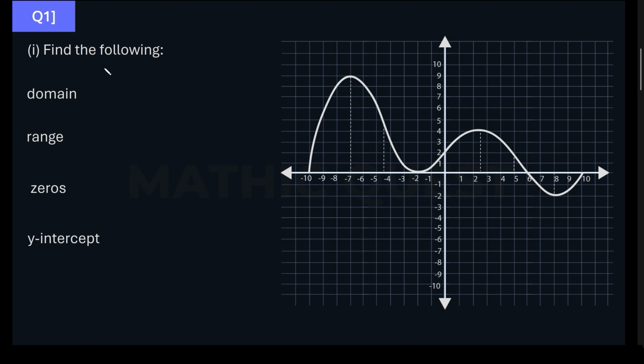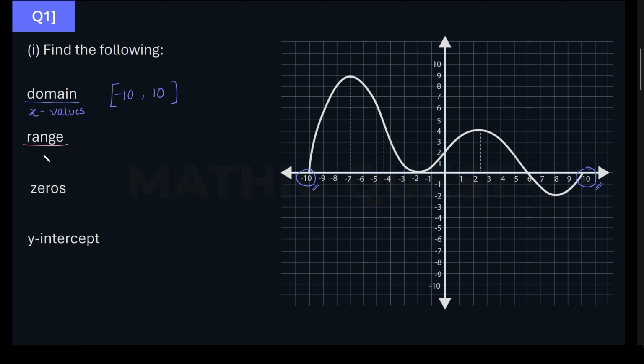In the first question, we need to find the following based on the given graph. The first is domain. It's simply all the x values that the graph covers. So if you look here, the graph starts from -10, it continues without any breaks and ends at +10. So the domain is all these x values, including the endpoints. That's why we will write our answer in square brackets from -10 to 10.